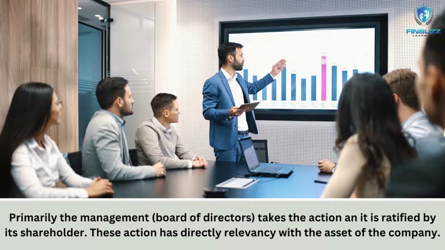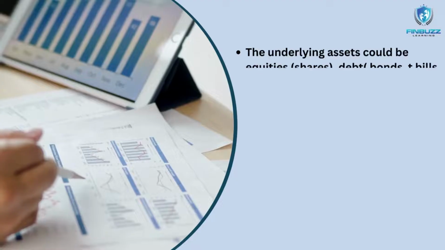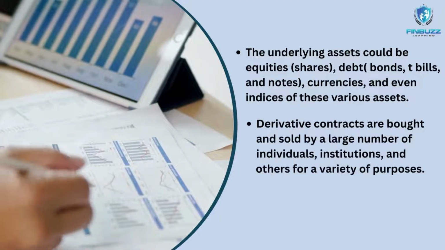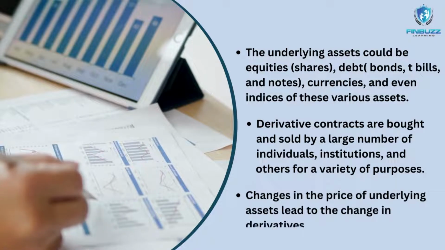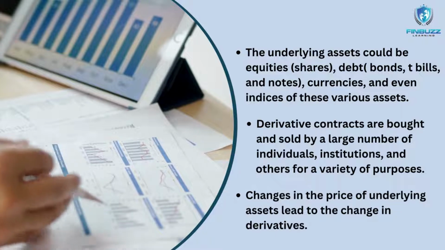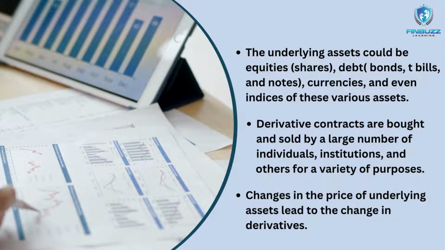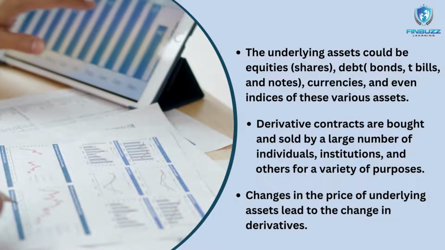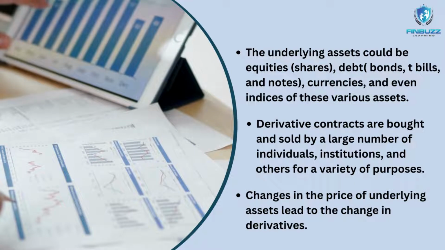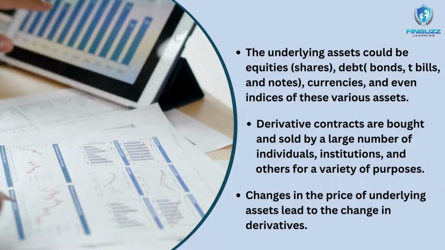A security with a price that is based on or derived from one or more underlying assets is referred to as a derivative. A contract between two or more parties based on the asset or assets constitutes the derivative itself. Changes in the underlying asset's value affect its value. Stocks, bonds, commodities and currencies are some of the most widely used underlying assets, along with market indices and interest rates.